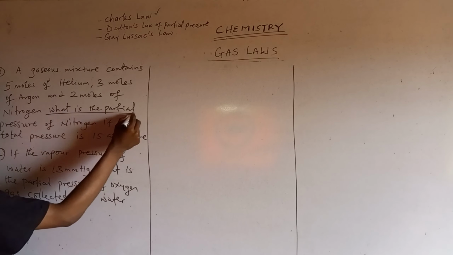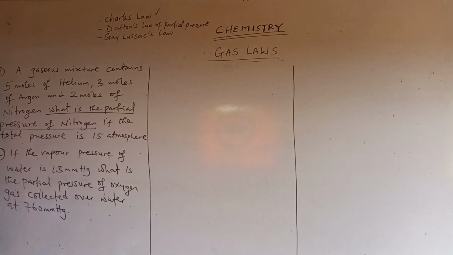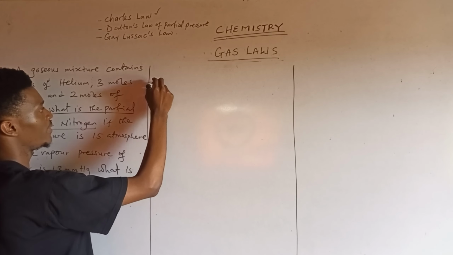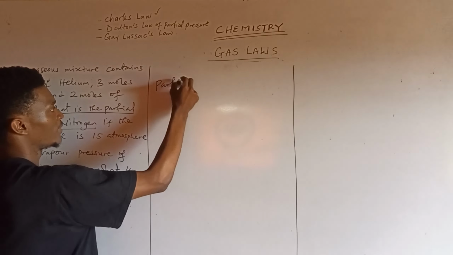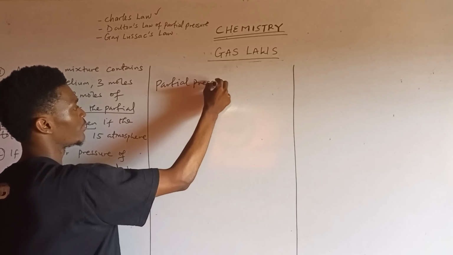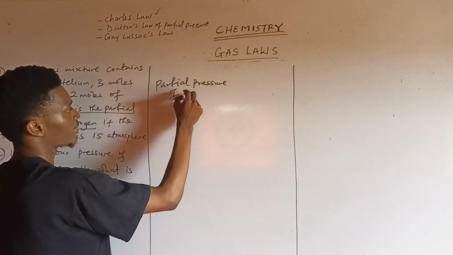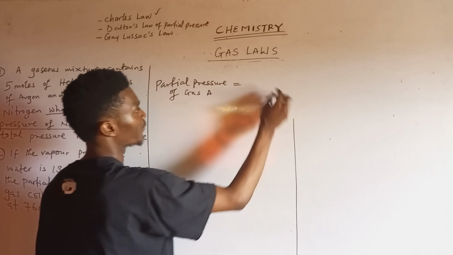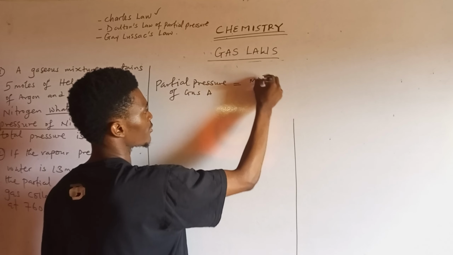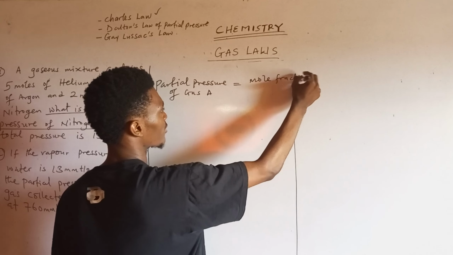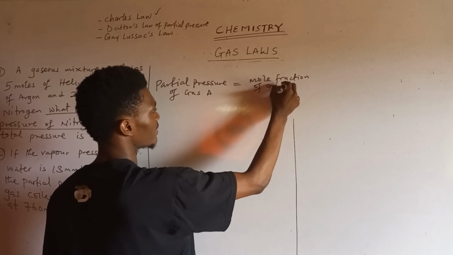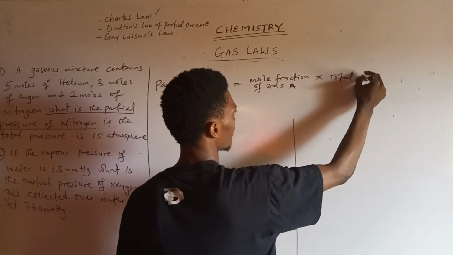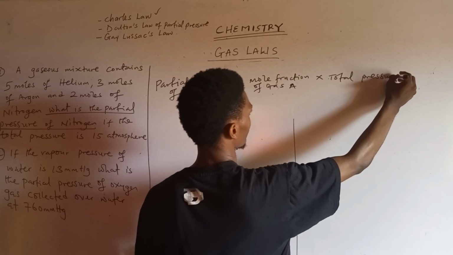So the question is, what is the partial pressure of what? Nitrogen. And don't forget that the partial pressure of any gas is given by one of those formulas I gave. The partial pressure of gas A that I gave was the mole fraction of gas A times the total pressure of the gas.